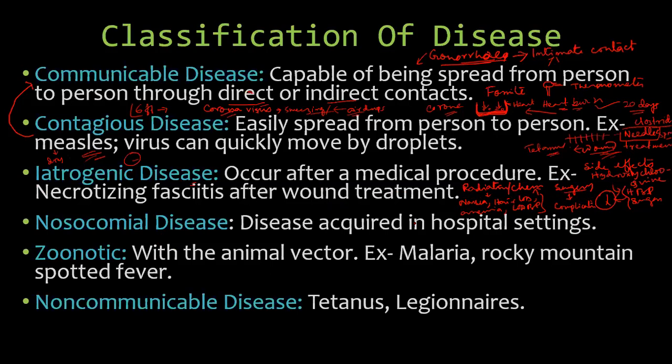Nosocomial disease occurred in hospital settings. So what happened? All these coronavirus patients are there, and they are using the same ventilator. Now we do not have enough supply of ventilators, so 4 or 5 people are using that ventilator.